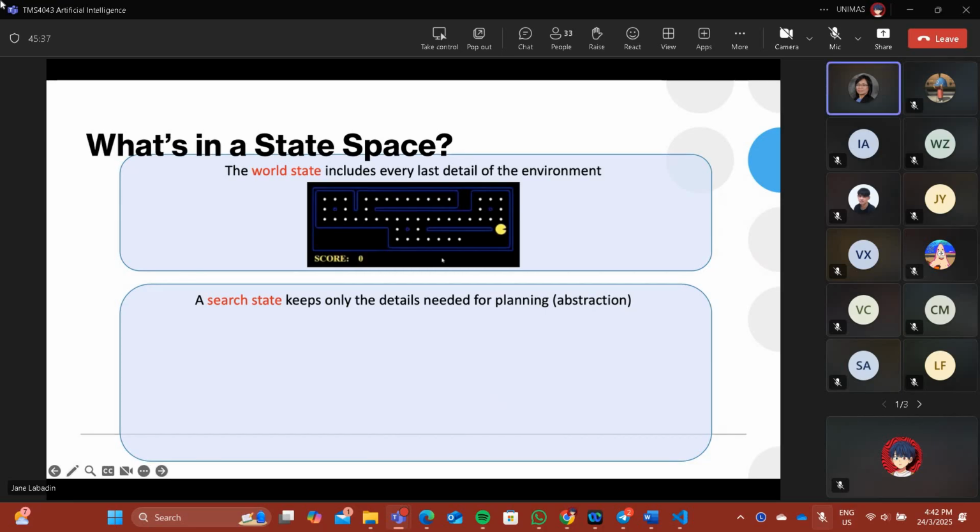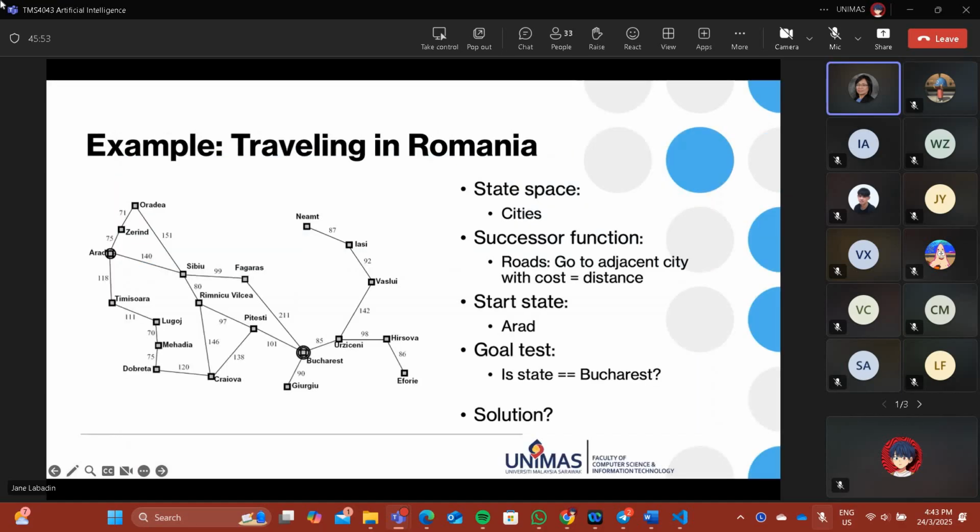A search state keeps only the details needed for planning. What you need in order to plan to reach your goal. It doesn't have to consider the whole state. So just like what we did here, we have this graph, so your world state would be all of them, right?